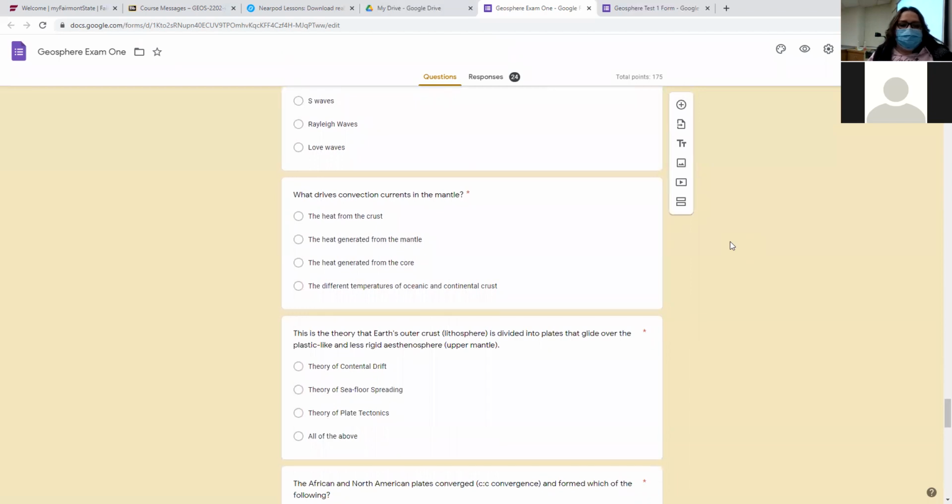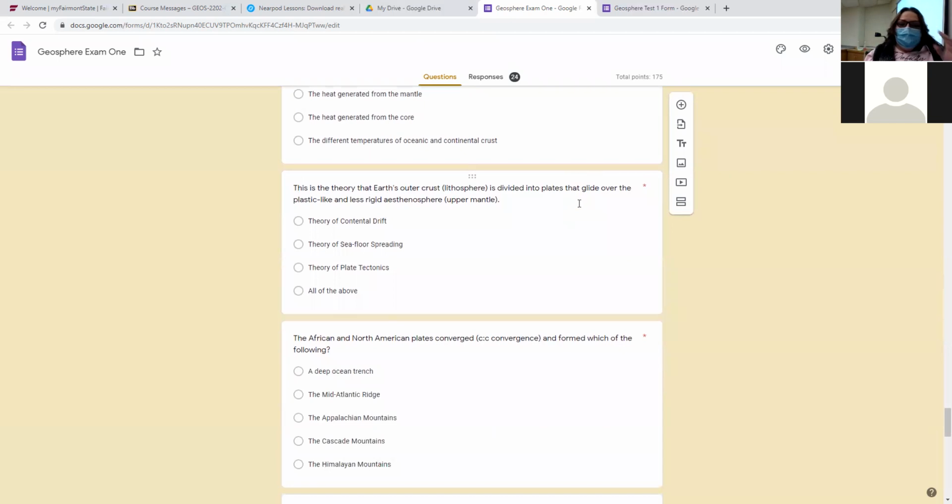What drives convection currents? Heat from the core. The heat has to come from underneath, just like cooking on a stove. We don't blast heat down from the top. We cook from underneath. Same thing in the earth. The theory that the earth's outer crust is broken into moving plates, that is the theory of plate tectonics.